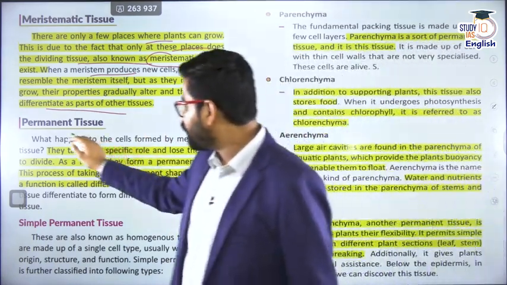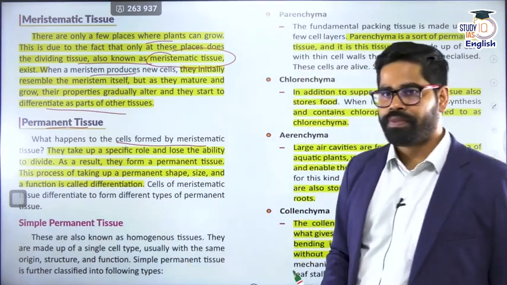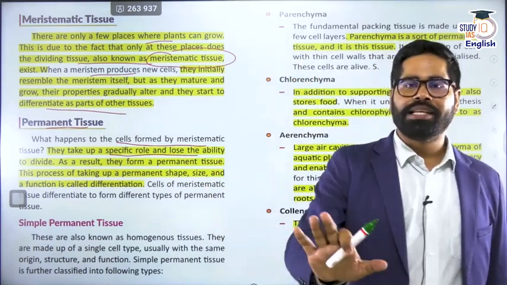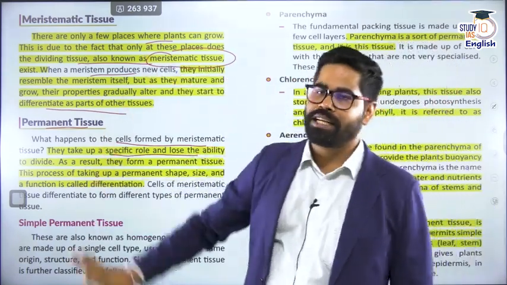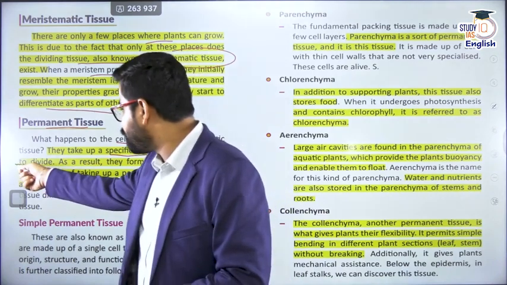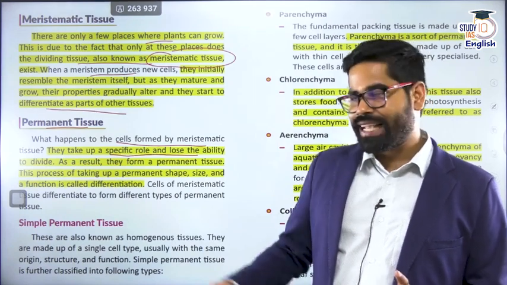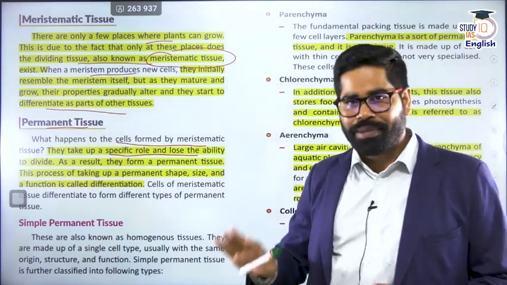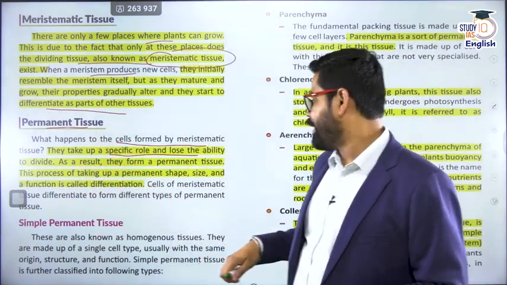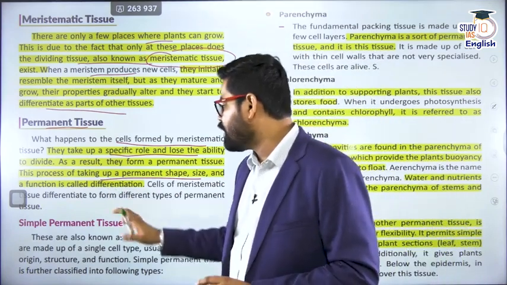Now, if we talk about the permanent tissue, they are formed by the meristematic tissue. They first come from the meristematic tissue, and then they acquire a certain role and lose their ability to divide. They will not be dividing any longer, and they will not be growing any longer. So they develop from the meristematic tissue and then become permanent in nature. They take a permanent shape, size, and function, and this process is what we call differentiation.